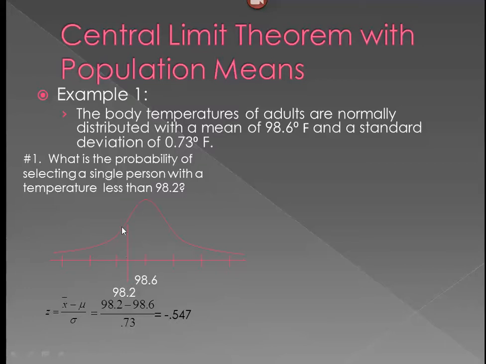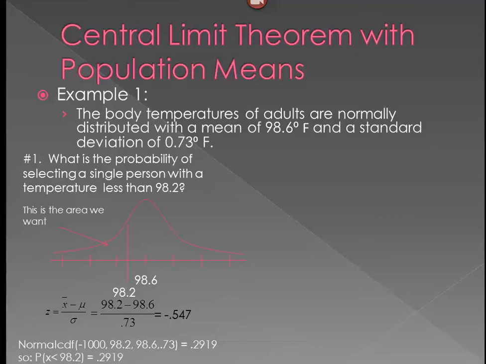And so the probability of it being less is going to be equal to this entire area to the left of this 98.2. We find that by going normal CDF, negative something large like 1,000, 98.2 upper boundary, mean, comma, standard deviation. We say, okay, there's about a 29% probability, almost a 30% probability, that we take a single person from the population and that their temperature ends up being less than 98.2.